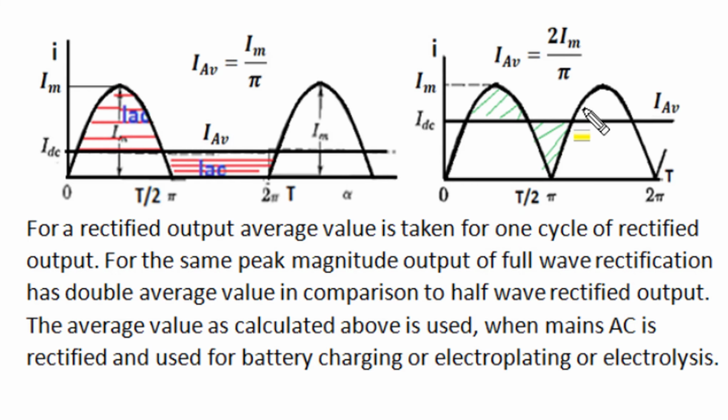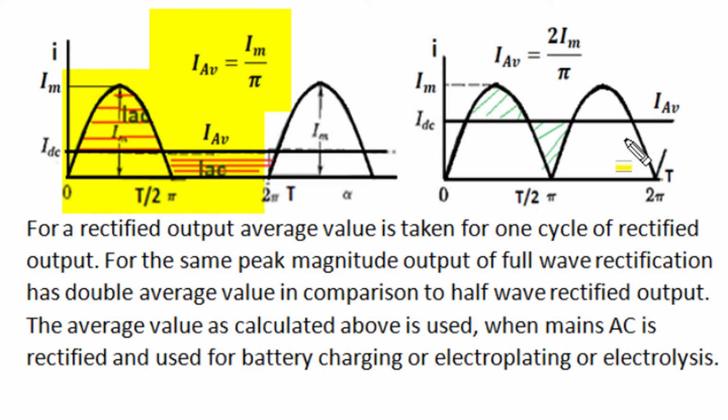For rectified output, the average value is taken for the entire one cycle, and for half wave rectified output, this would be one cycle. So output frequency and input frequency are the same, and the average value for this is the average of the positive half cycle and 0. The average of the positive half cycle is 2 Im by pi, and when it is added with 0 and divided by twice the period, we get the average value of half wave rectified as Im over pi, which is half of the average value of the positive half cycle.